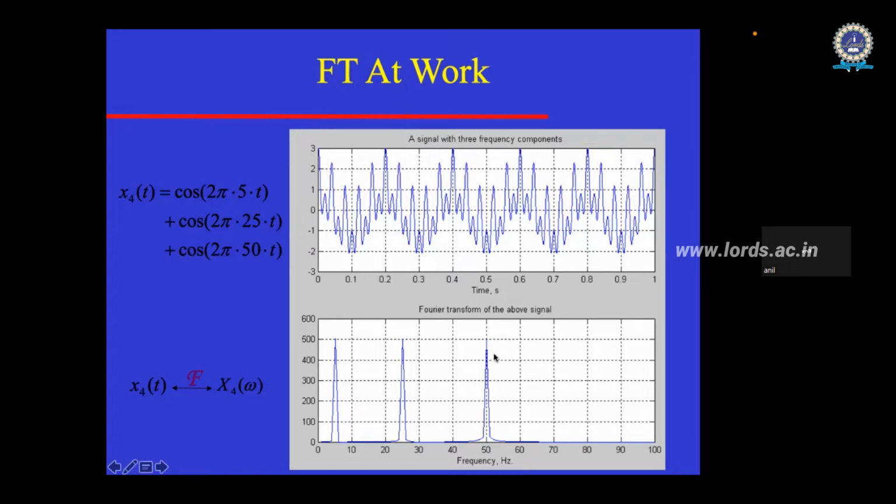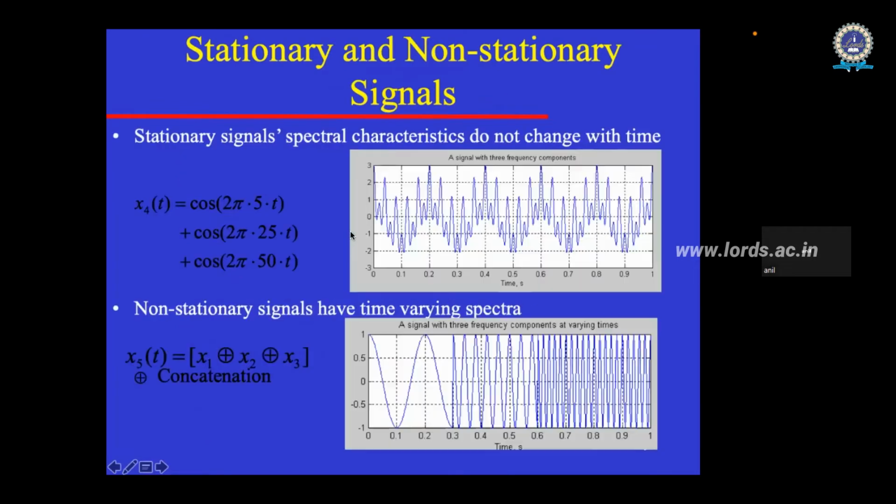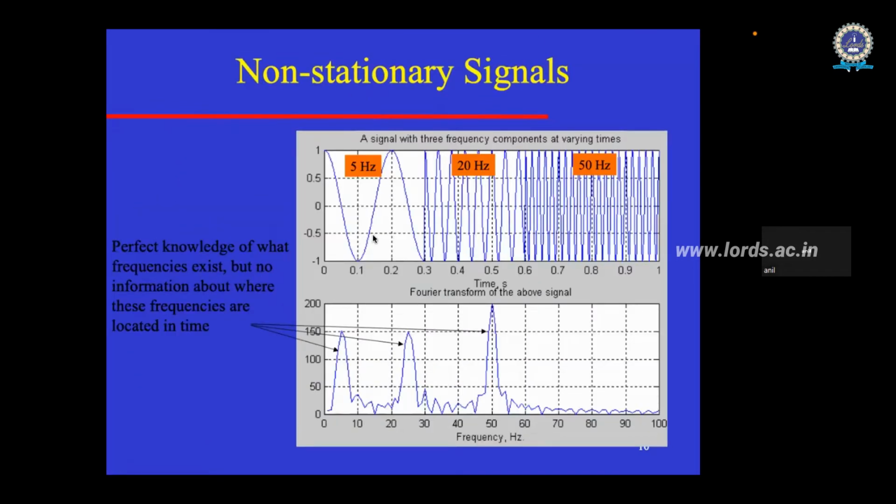But what we want is joint time frequency analysis, because we want to see both time and frequency at a time. For example, this is the example. You see, I have 5 Hz here, 20 Hz here, 50 Hz here. They are not like this.